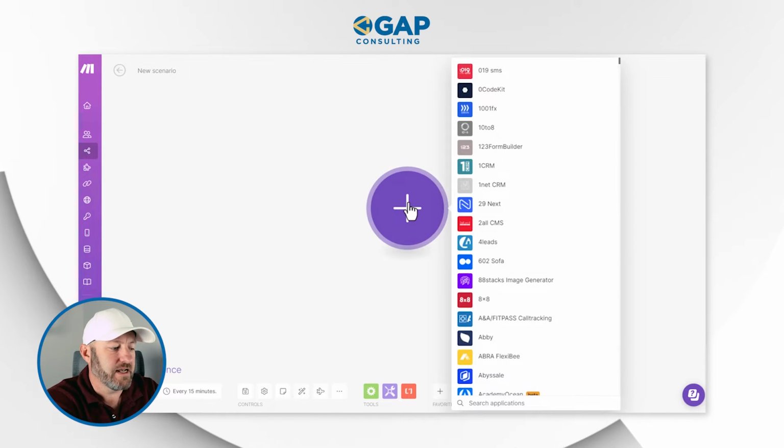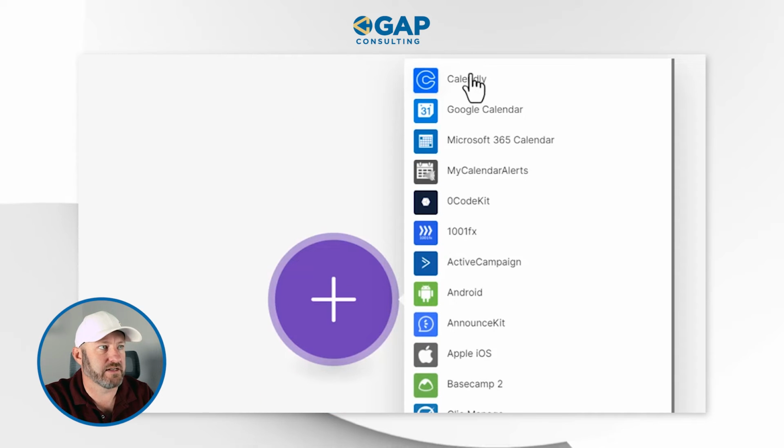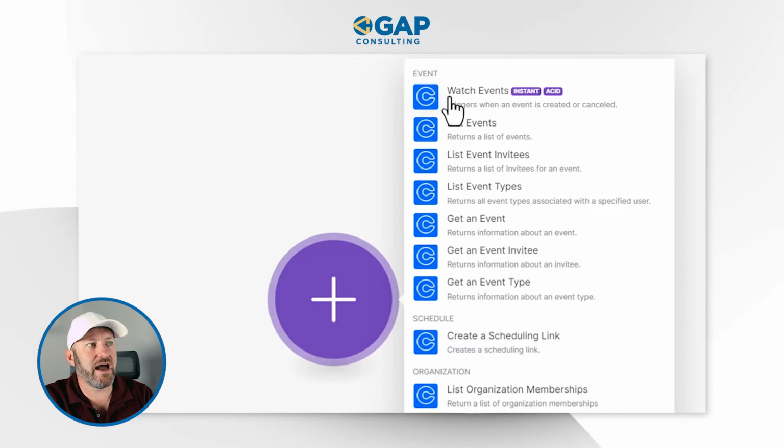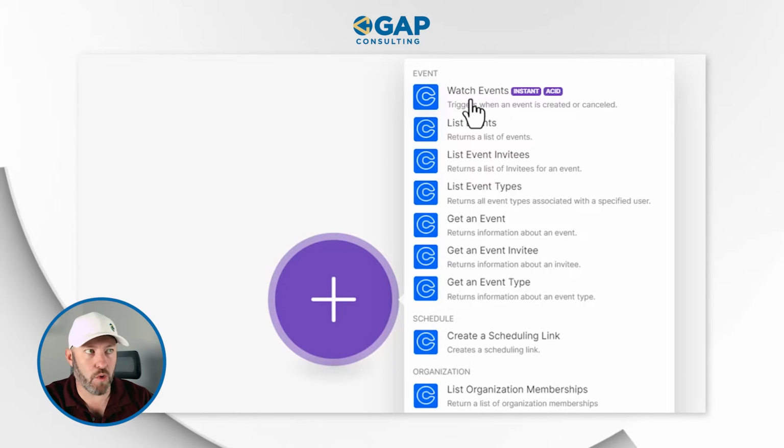So for us, I'm going to start with Calendly. The idea is that Calendly is scheduled. Somebody schedules an event in Calendly. So if I look at Calendly, I have the watch events, which triggers when an event is created or canceled.